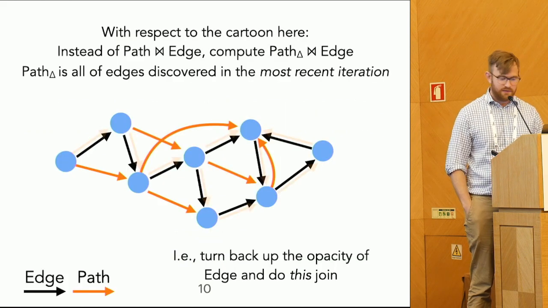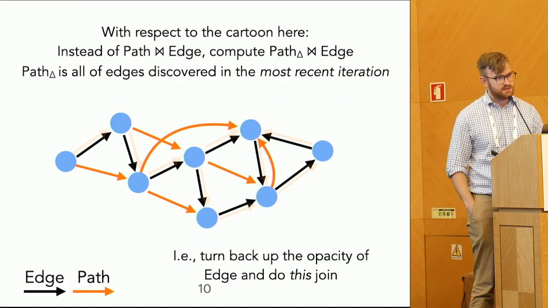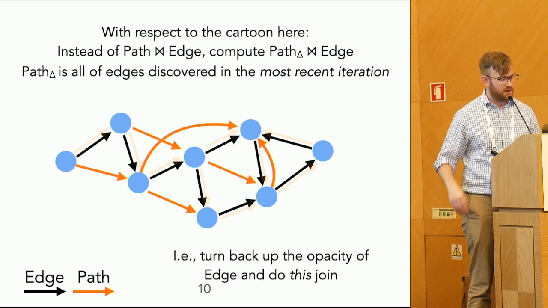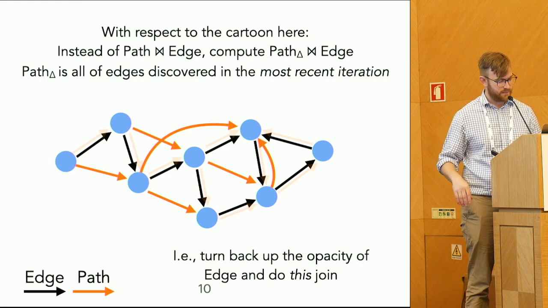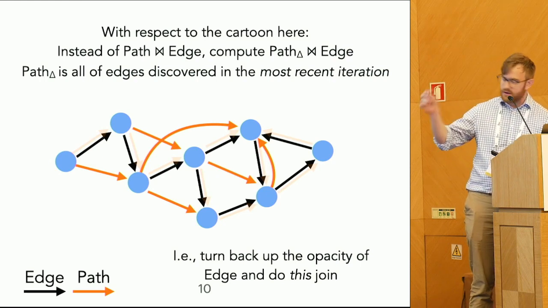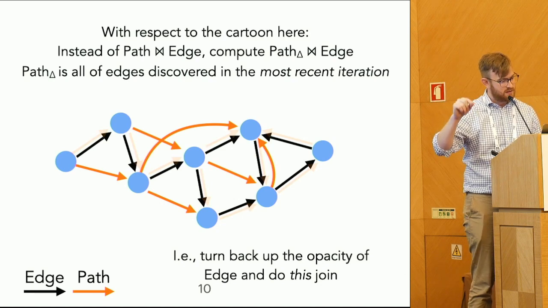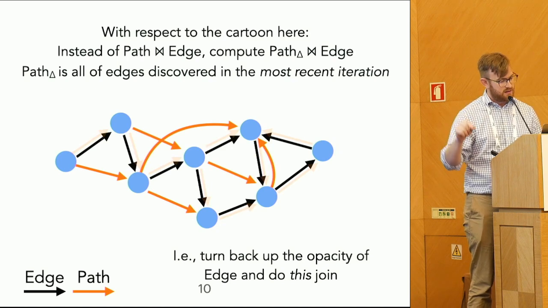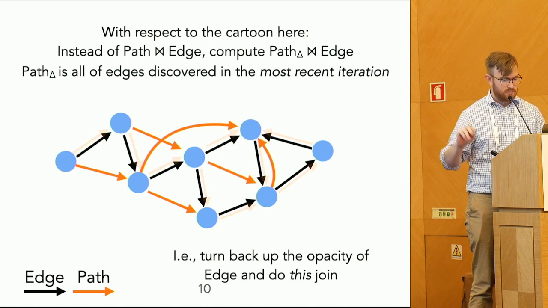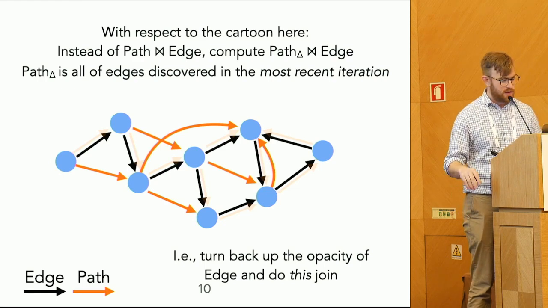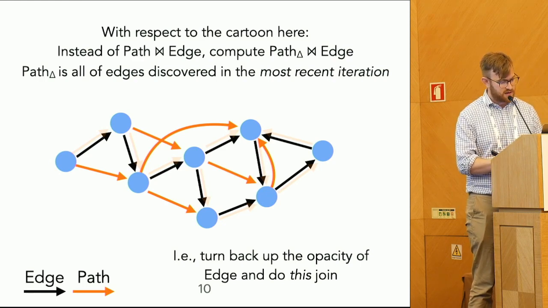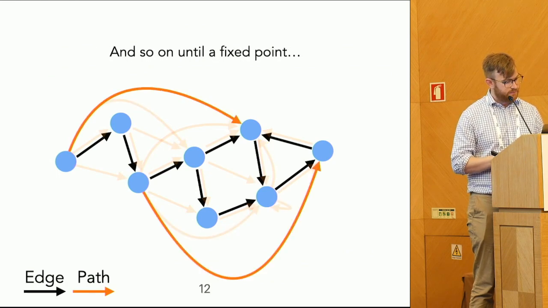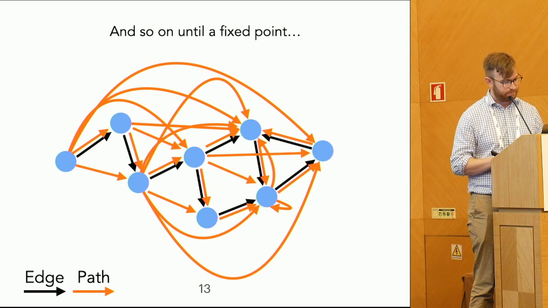And so the fix is that we compute these delta relations, or something like a frontier semantics, so that path delta is tracking all the edges discovered in the most recent iteration. And so the idea here in Keynote is that you take the black edges, you turn up their opacity, and then you take this delta relation, and you do only this join, but you ignore all of the stuff that's opaque, the orange stuff that's not from the previous generations. And of course you get some more transitive edges and keep doing that until you reach a fixed point.